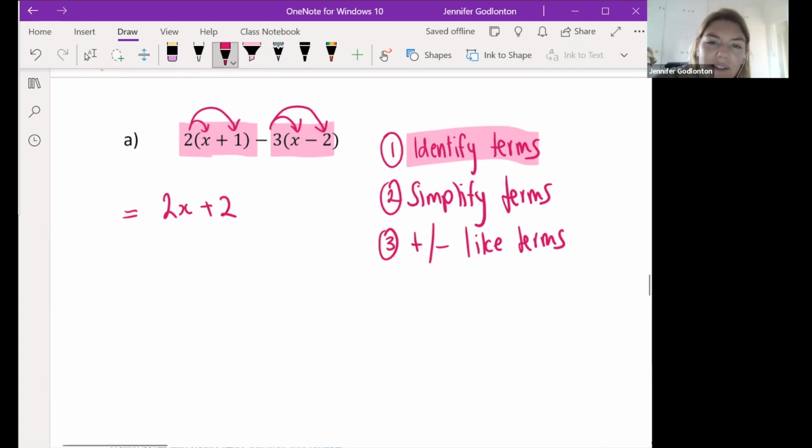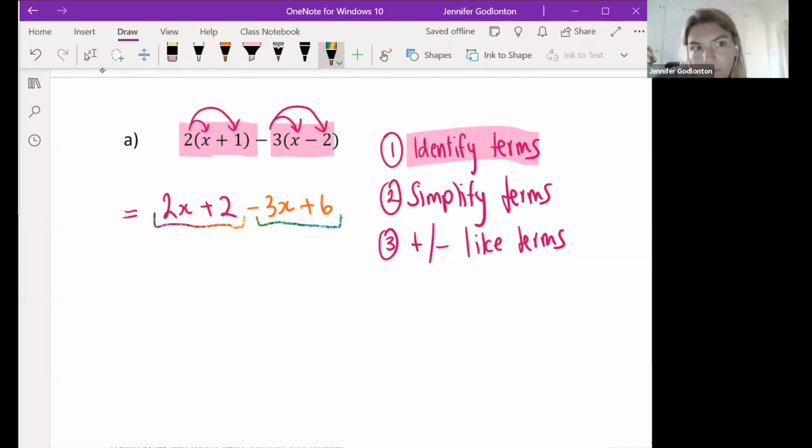-3. I'm actually going to do this in a different color. So every time I change color, that's where you would get a mark. Okay. -3 times x gives us -3x. -3 times -2 gives us +6. So what I mean by that is you would get 1 mark for getting both of those correct and 1 mark for getting both of those correct. So if you have a -6 over here, then you don't get that second mark. Okay. So when I'm changing color like that, it means you'd get a mark there.